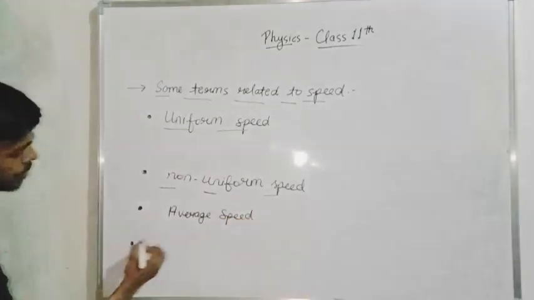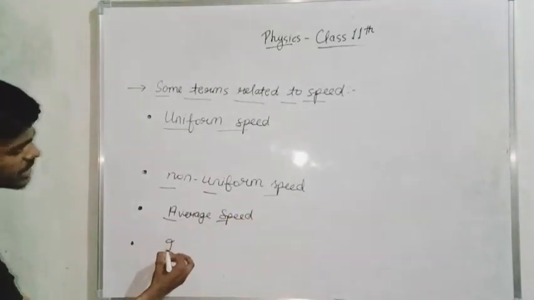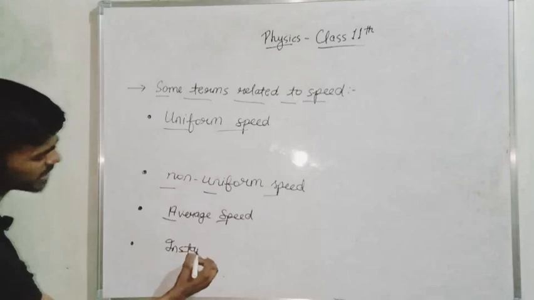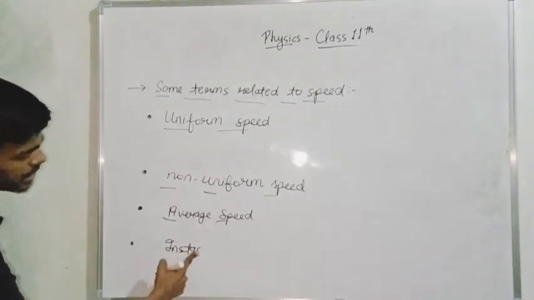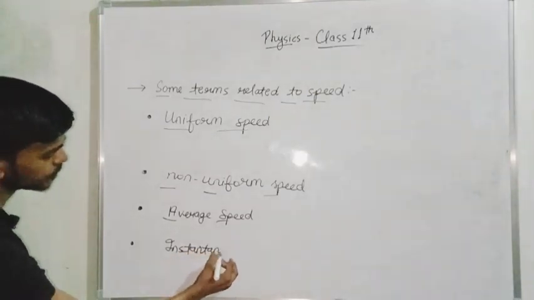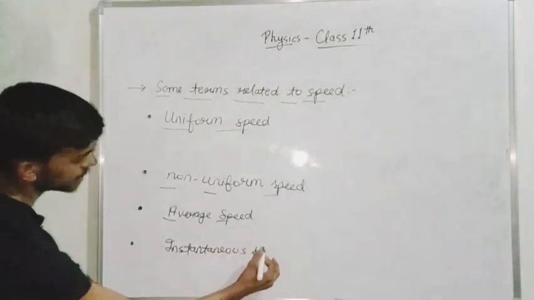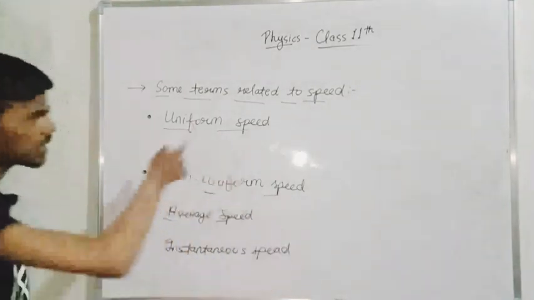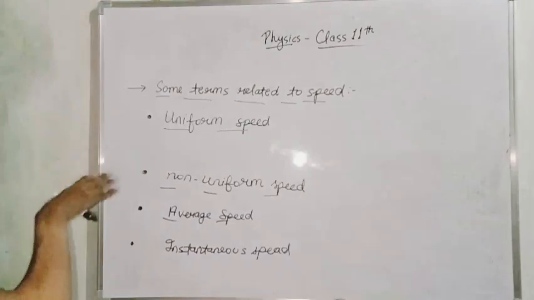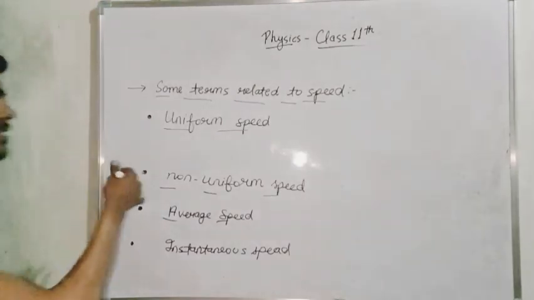and then we have to know about instantaneous speed, and these are very basic concepts. So here are four terms which are related to speed, and we have to know about them. So let us discuss them.